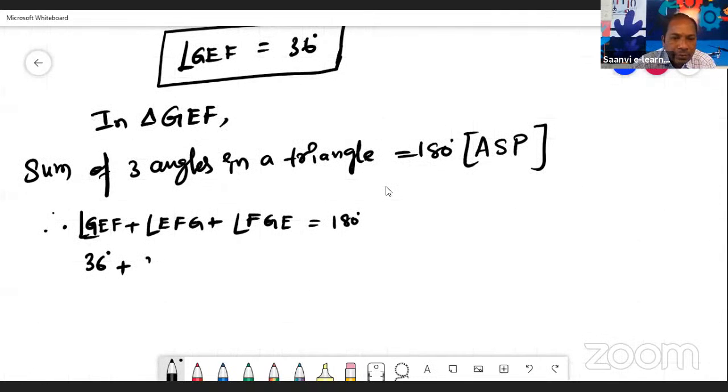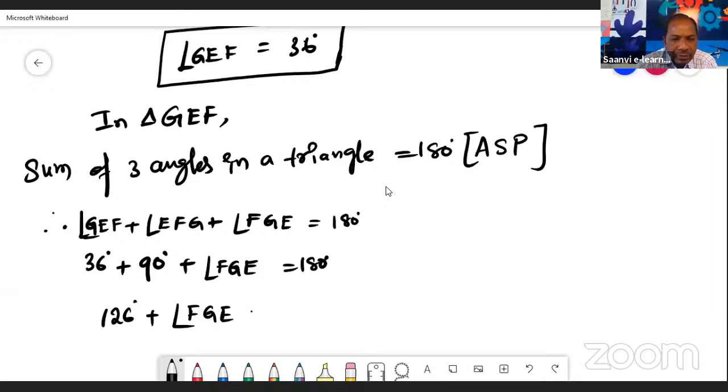EFG is equal to 90 degrees plus FGE, which we don't know. Angle FGE, that we don't know, is equal to 180 degrees. Here 36 plus 90, how much? 126 degrees plus angle FGE is equal to 180 degrees. So we need angle FGE.